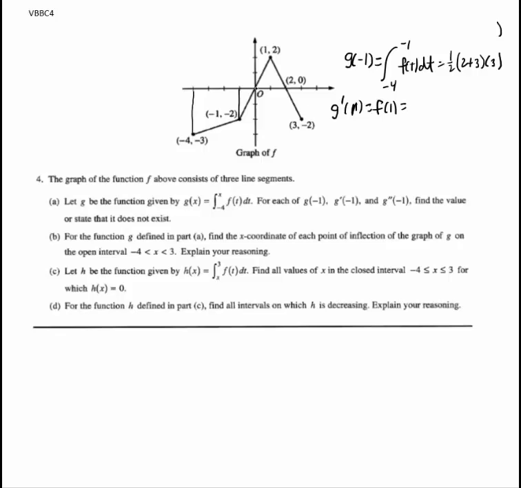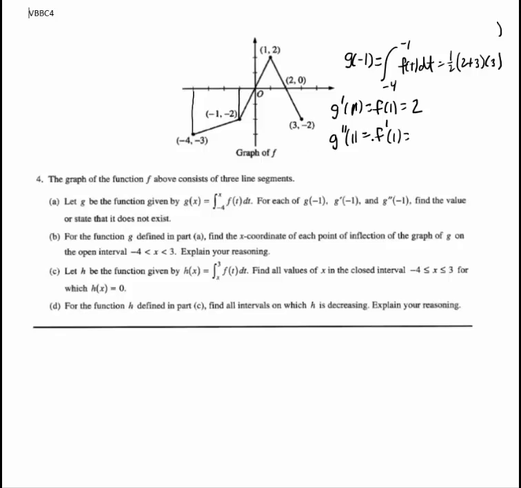And this is a graph of f, so I just go to 1, read up to the graph, and f of 1 is equal to 2. So g prime at 1 is equal to 2. And now for g double prime at 1, the derivative of g prime is g double prime, and the derivative of f is just f prime at 1. And this is a graph of f, and I want f prime, so I need to take the derivative.